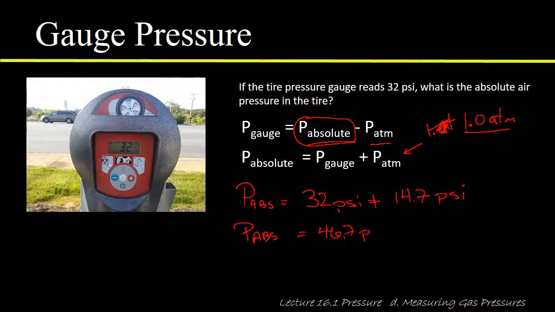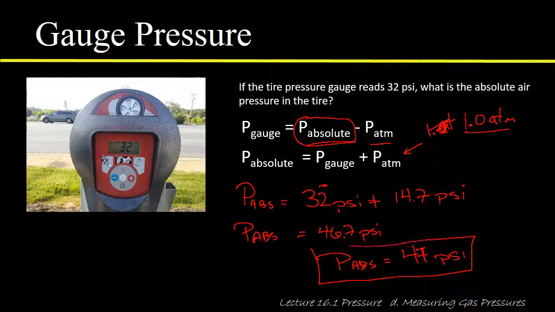46.7 psi, and since our gauge here that we're reading goes out to the ones place, we should round this to the ones place. 47 psi. That's the absolute pressure inside the tire.